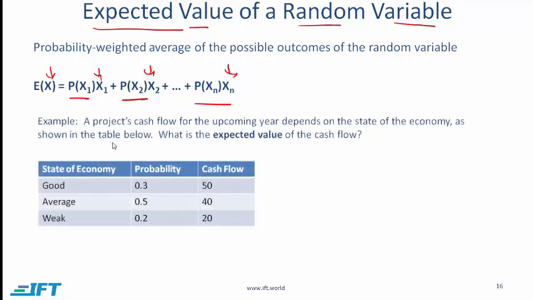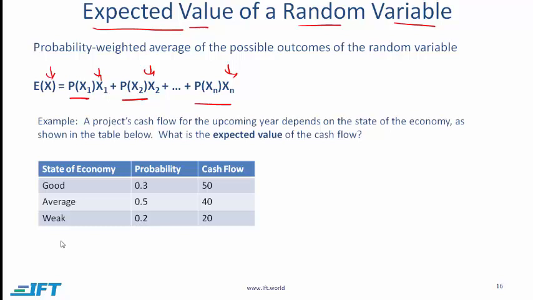This is better understood through an example. Say you are running a project and the cash flow for the upcoming year depends on the state of the economy. If the economy is good, then the cash flow will be 50. The probability of this scenario is 0.3. With average economy, probability 0.5, the cash flow is 40. Weak economy, probability 0.2, the cash flow is 20.